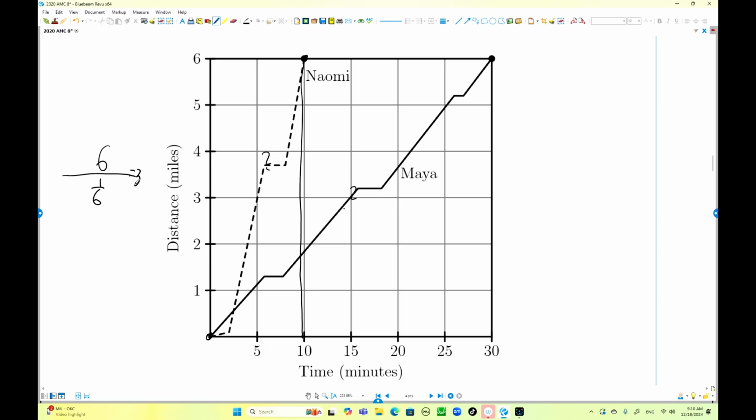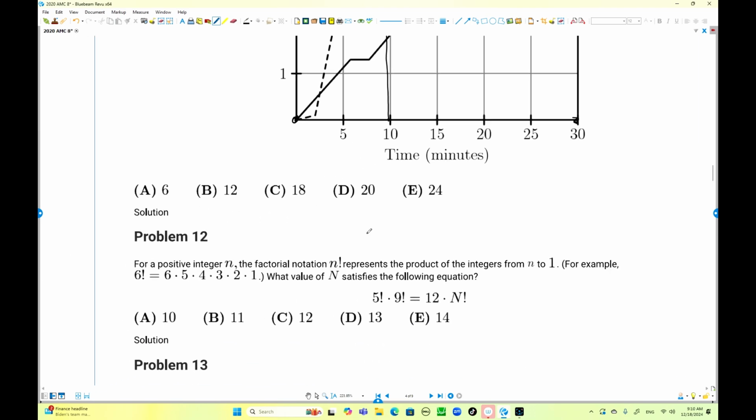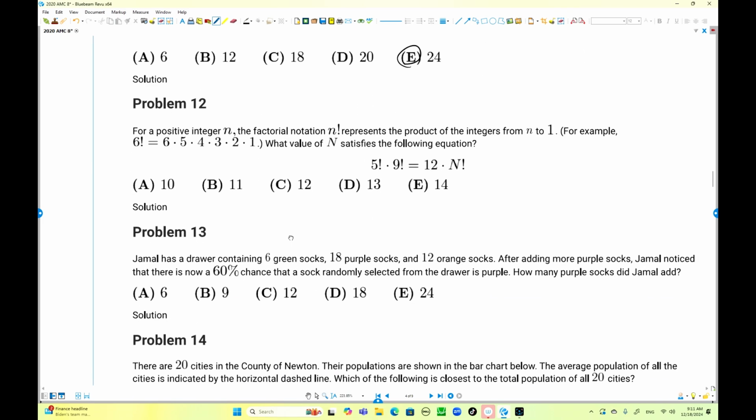Okay? So this is 36 miles per hour. The other one over here, total still 6 miles. It takes 30 minutes, right? 30 minutes is 1 over 2 hours. That is 12 miles per hour, okay? Now can you find the difference? 36 minus 12 is 24, okay? That's the answer. All right, here is number 12.